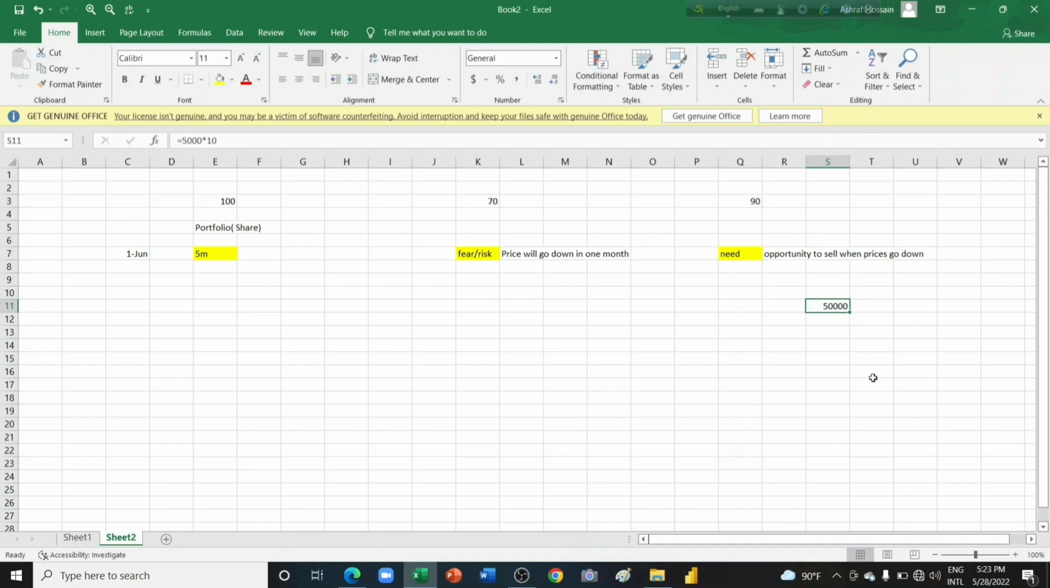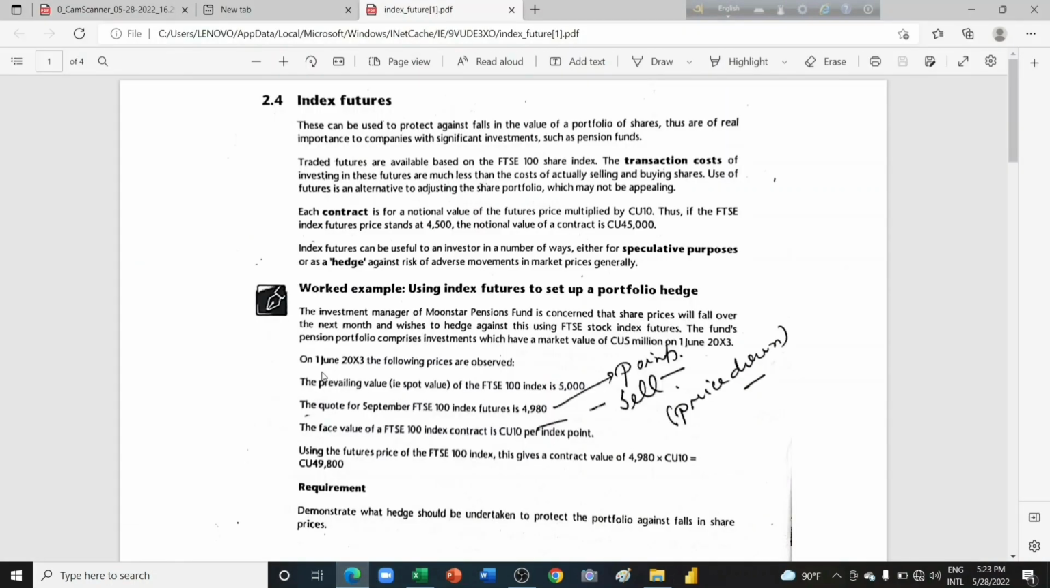5,000 points would mean $50,000. So we have a picture that on 1st June, the spot price of FTSE 100 index is 5,000 points. The code for September FTSE 100 index is 4980, which is a typo here. It would be June. So you should edit this one to 30 June. This would be the code for 30 June FTSE 100 index.